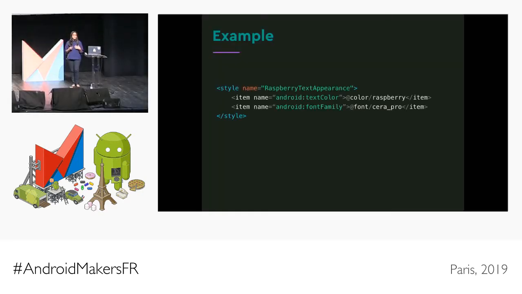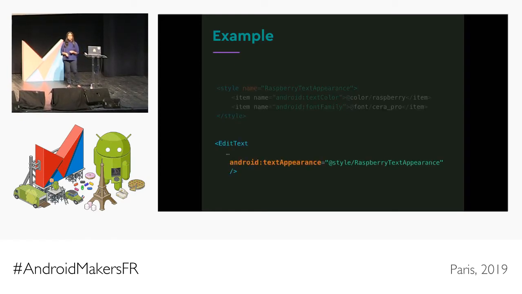So let's take a look at an example of a text appearance. It contains attributes at the character level, and at this point, you can apply this either as a style or a text appearance, but in order to apply it as a text appearance, we're going to use the Android:textAppearance attribute to do that on a text view or a view that extends a text view.